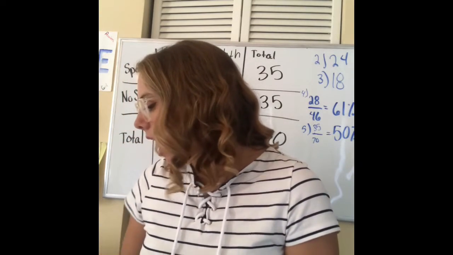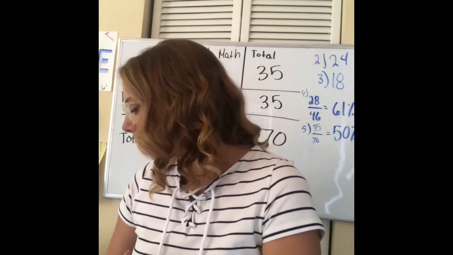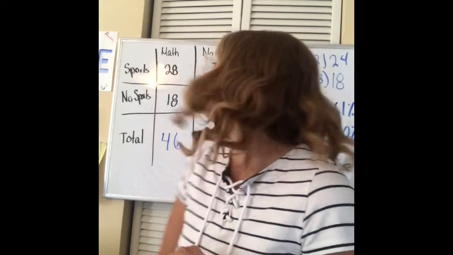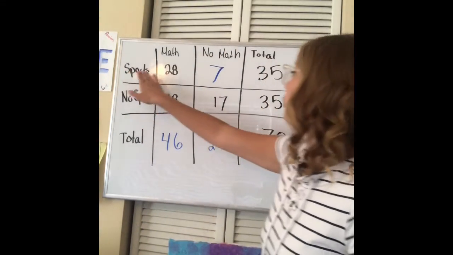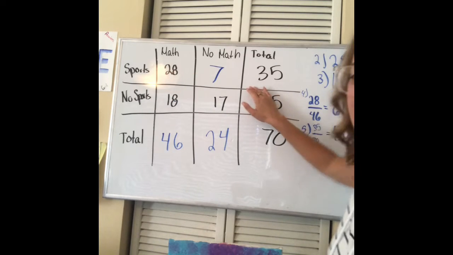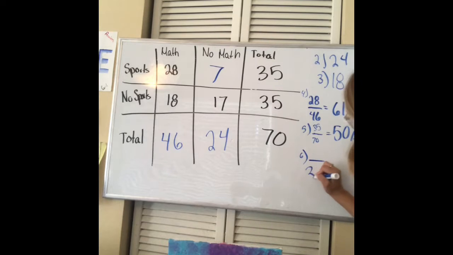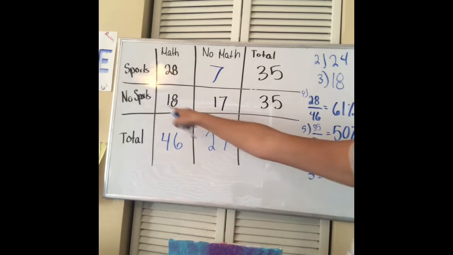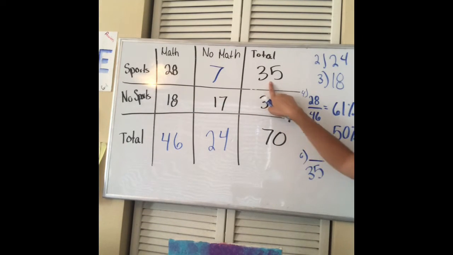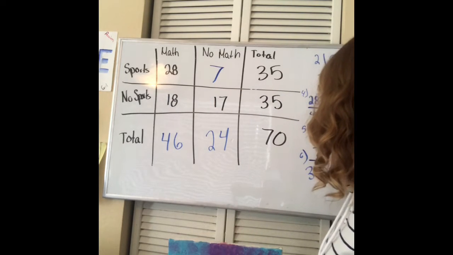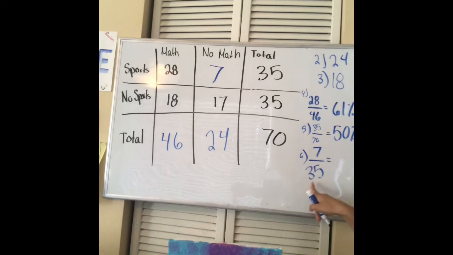And number 6, of the people who play sports, what is the percentage who don't like math? So of our students who play sports, that's 35. So the bottom of this proportion is going to be 35. Of the students who play sports, 35 of them, 7 of them don't like math. So now we do the math. 7 divided by 35 is 20%.